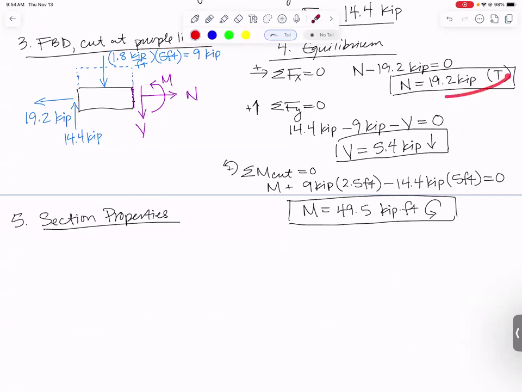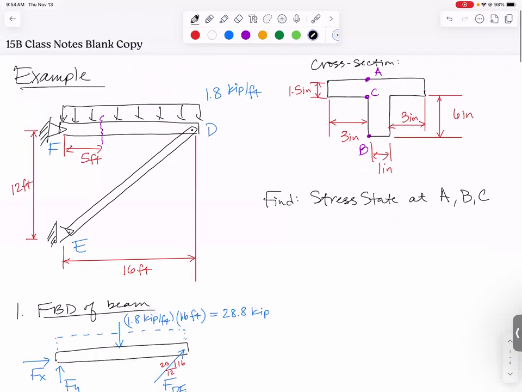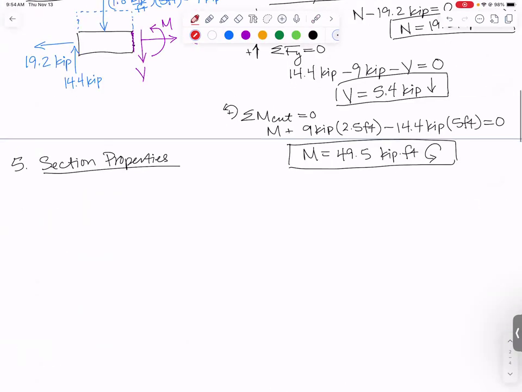What are we going to need? Normal force, we're going to be dividing by an area. So we're going to need the area of the shape. What is our shape? Let's go grab the shape. It's a T shape right here. Let's copy down that cross section. 7 inches across here, 1.5 inches right there, 1 inch right there, and 6 inches right there.